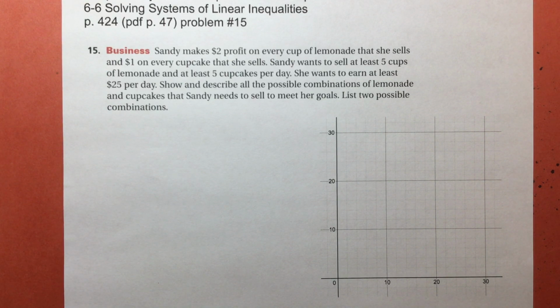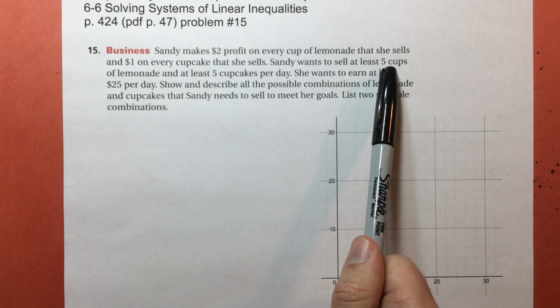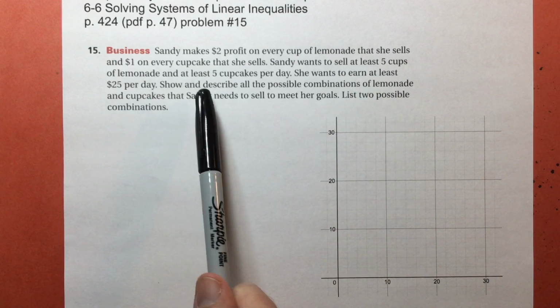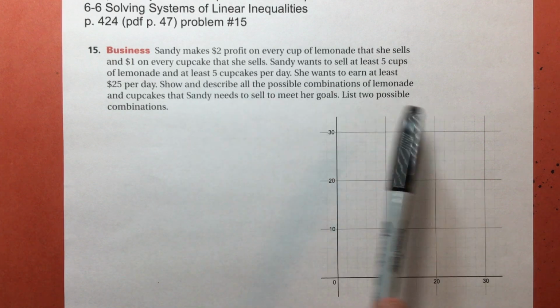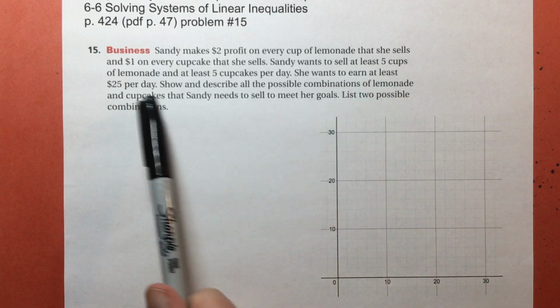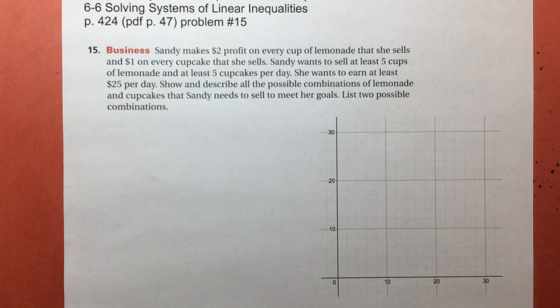So we got some information here. We're going to come back to it. She wants to sell at least 5 cups of lemonade per day and 5 cupcakes per day. And she wants to earn at least $25 per day. Nothing like setting the bar low. So again, in the real world, we would probably say, well, we actually want to make $25,000 a day, or if it's a small business, much less than that, but a big business, it would be more.